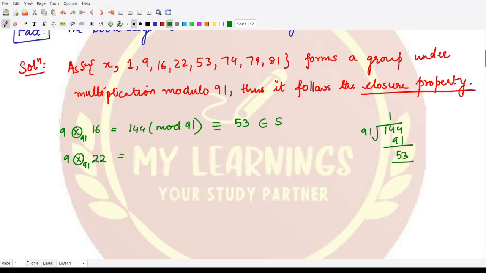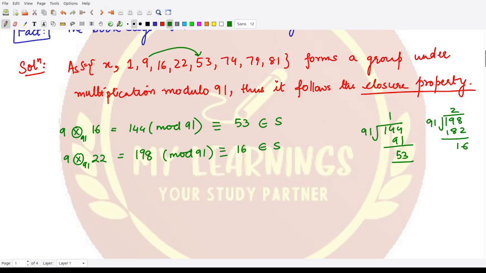When 9 is multiplied with 22, it gives 198, and we need to calculate 198 modulo 91. So what would it be? When you divide 198 by 91, it goes 2 times, and your remainder would be 16, right? So you have 16 as your answer, which is again present in S. That means we have to look for some other combination.